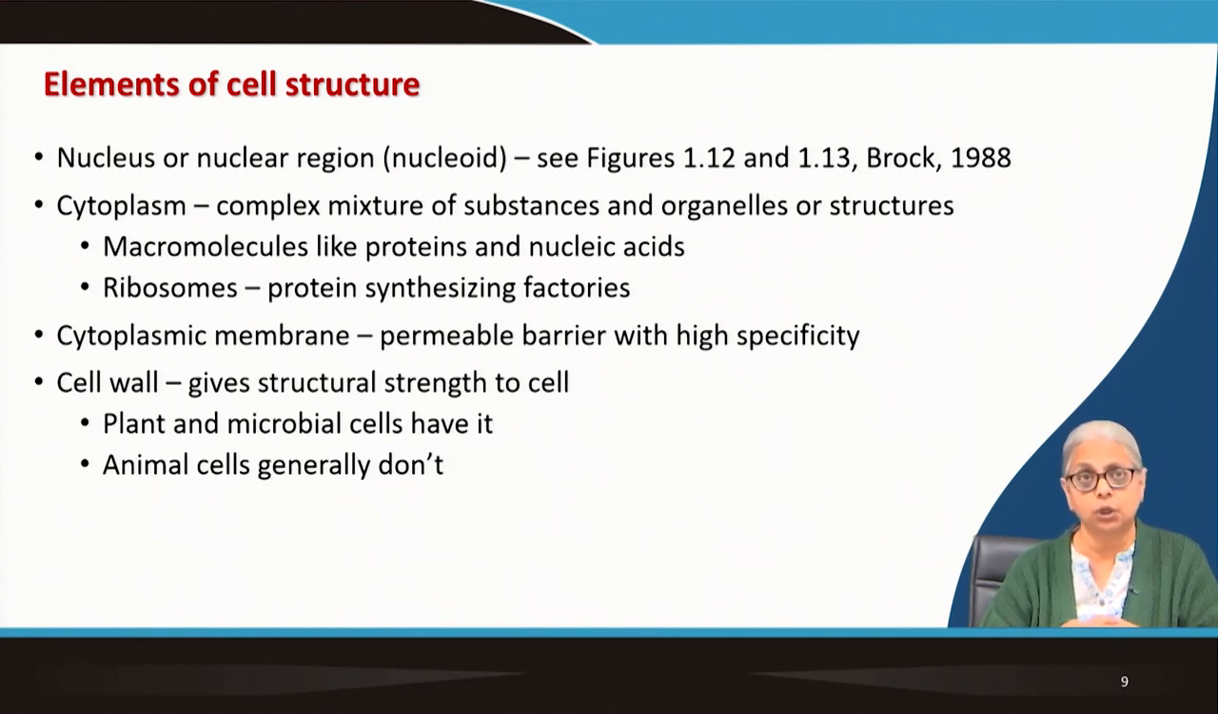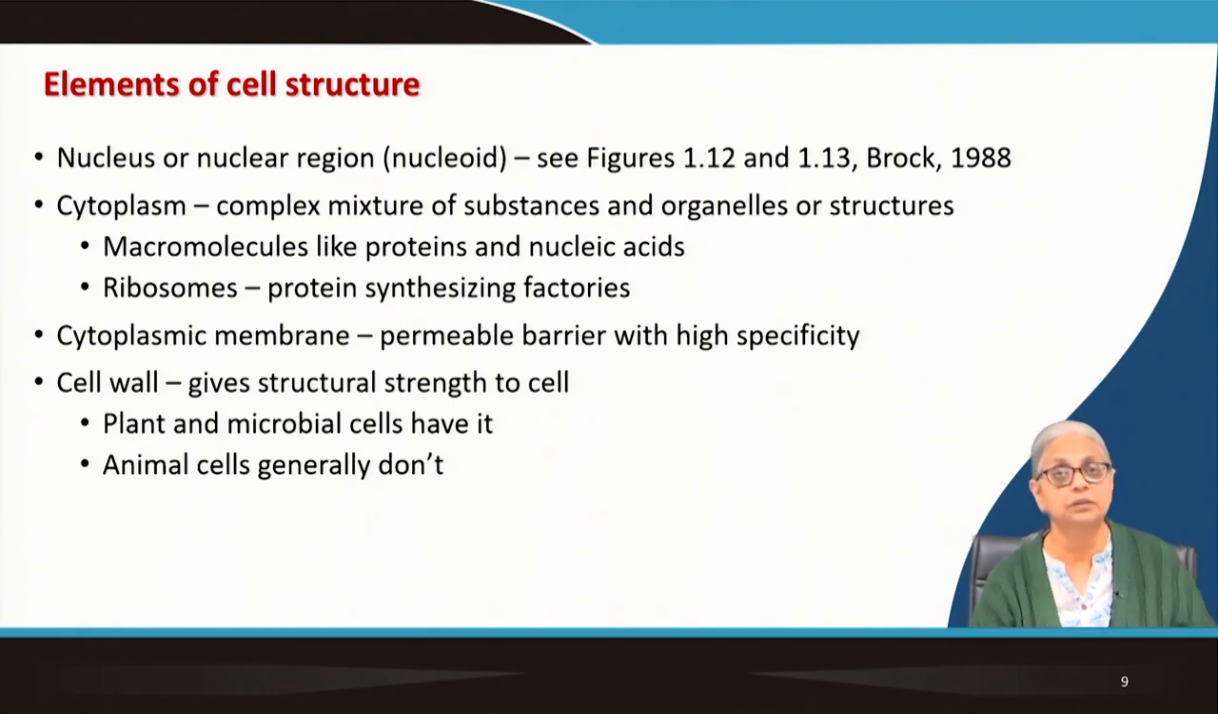Then we come to cell walls. Cell walls are required for giving structural strength as well as what we call integrity to the cell, because it cannot exist independently unless there is a wall around it. So microbial cells as well as plant cells have cell walls, while animal cells generally don't have cell walls for the simple reason that they are differentiated into tissues and organs and they don't need a cell wall.